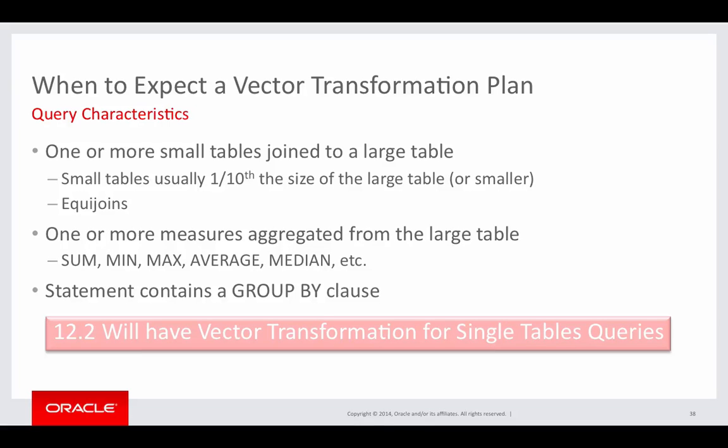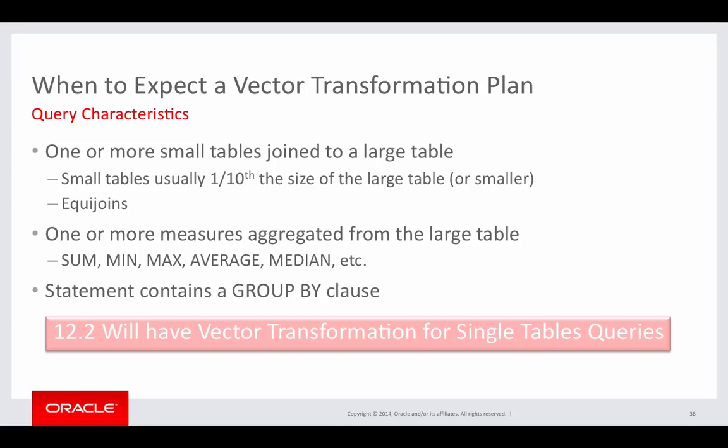But I should warn you, it's not going to kick in for every group by query that you've got, just because the underlying table is in memory. So one of the first things I'm going to bring your attention to is the fact that if you've only got a single table in the query in this initial release 12.1.0.2, then it is not eligible for vector transformation. That won't happen until 12.2. But if you do have multiple tables in the join, then vector group by is eligible. We need at least one or more small tables to be joined to a much larger table in order to get vector group by. Typically, we want the smaller table to be about 1/10 the size of the larger table in order to trigger vector group by to be chosen by the optimizer.